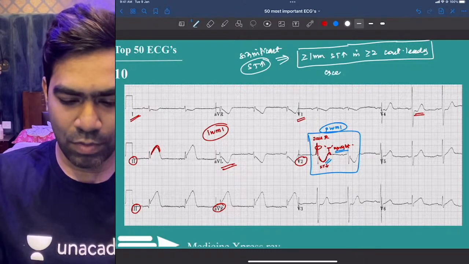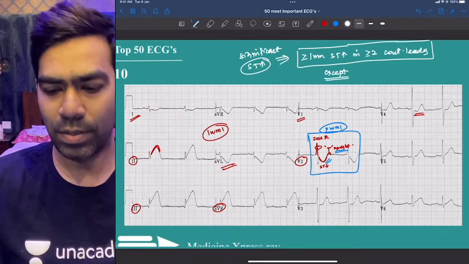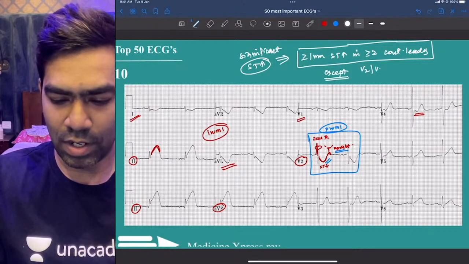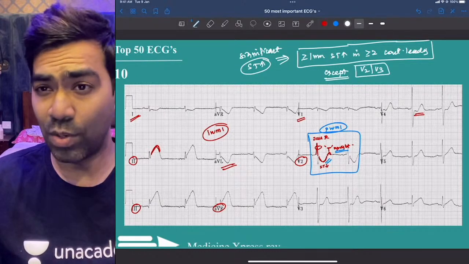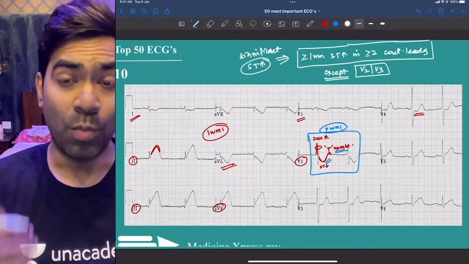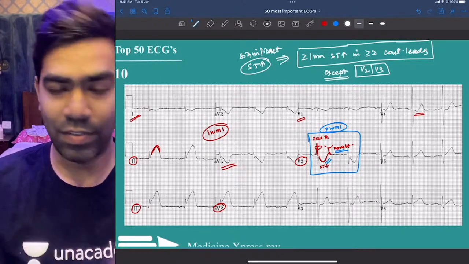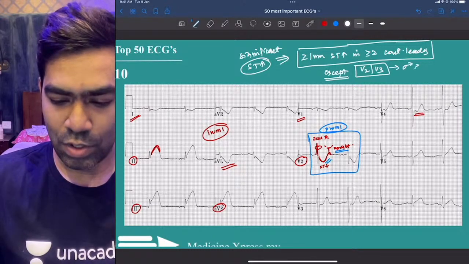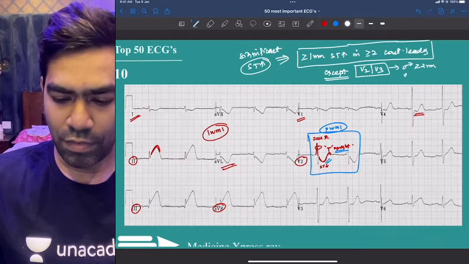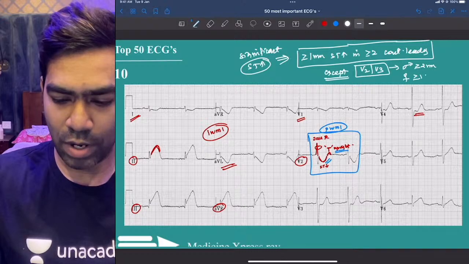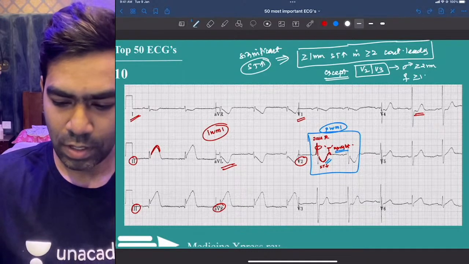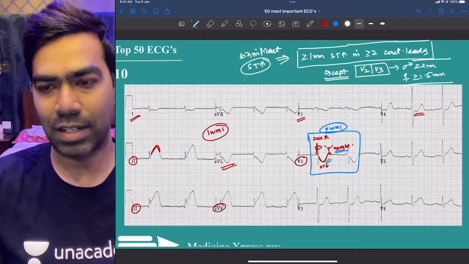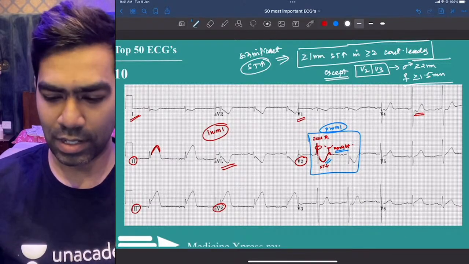But what is the exception for this rule? The exception for this rule will be your lead V2 and V3 alone. In lead V2 and V3 alone, you need more than 1 millimeter to call it a significant ST segment elevation. In the sense, for males, it should be at least 2 millimeter and above. For females, it should be at least 1.5 millimeter and above. Then only you can call it a significant ST segment elevation as far as lead V2 and V3 is concerned.